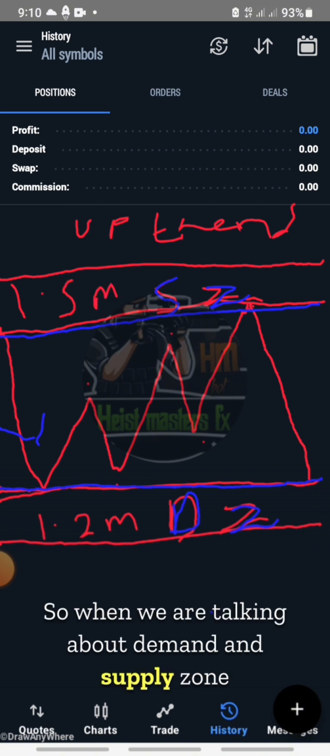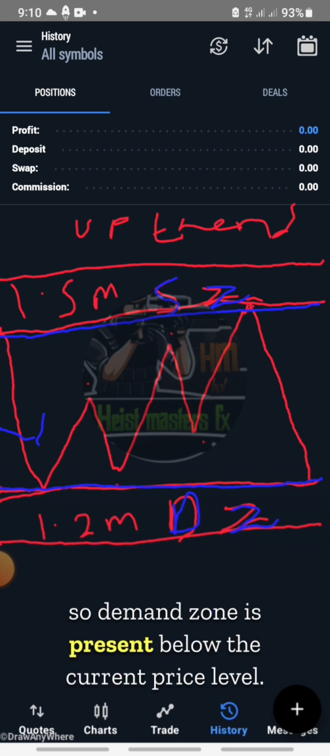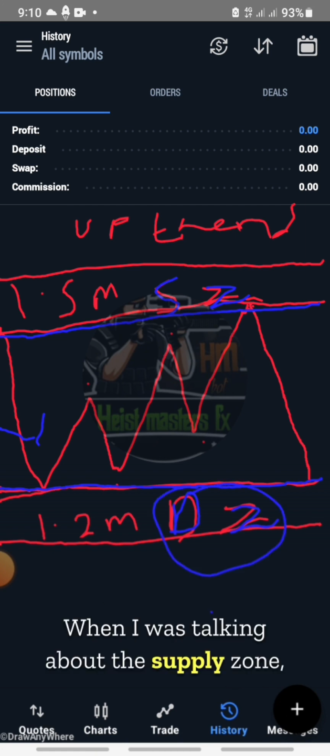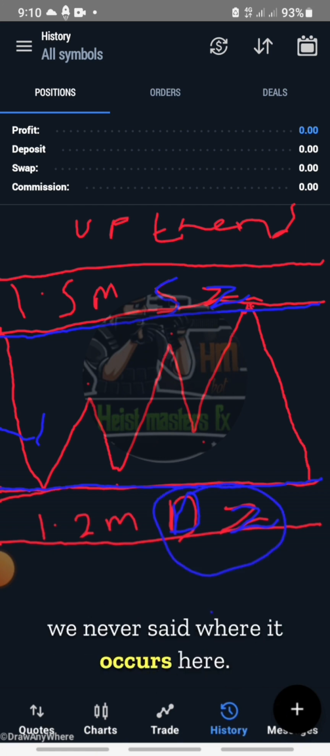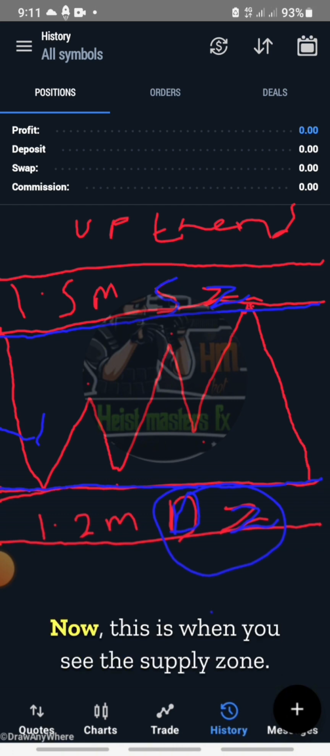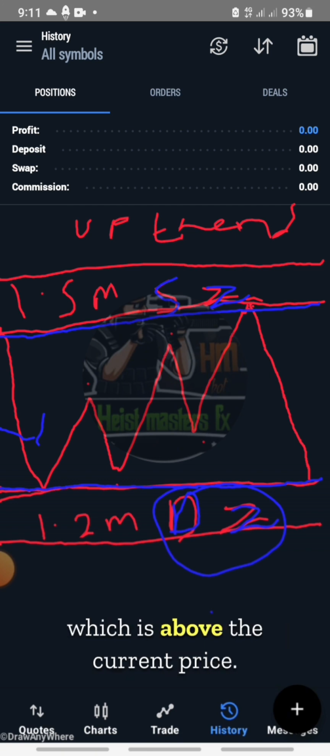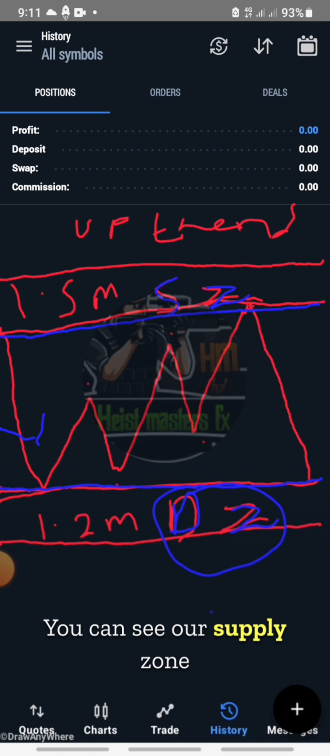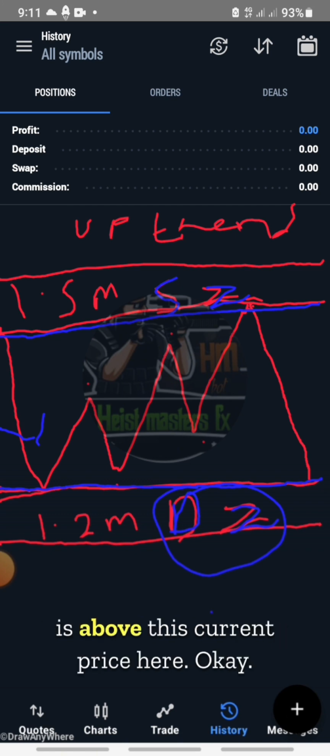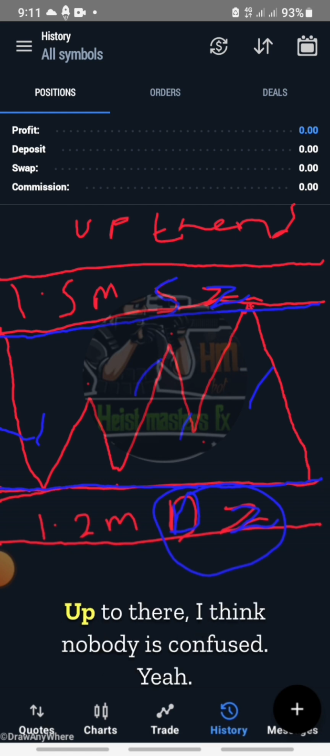So when we are talking about demand and supply zones, the demand zone is present below the current price level. When I was talking about the supply zone, we never said where it occurs. When you see the supply zone, it has the highest selling potential, which is above the current price. You can see our supply zone is above this current price here. Okay, up to there, I think nobody is confused.